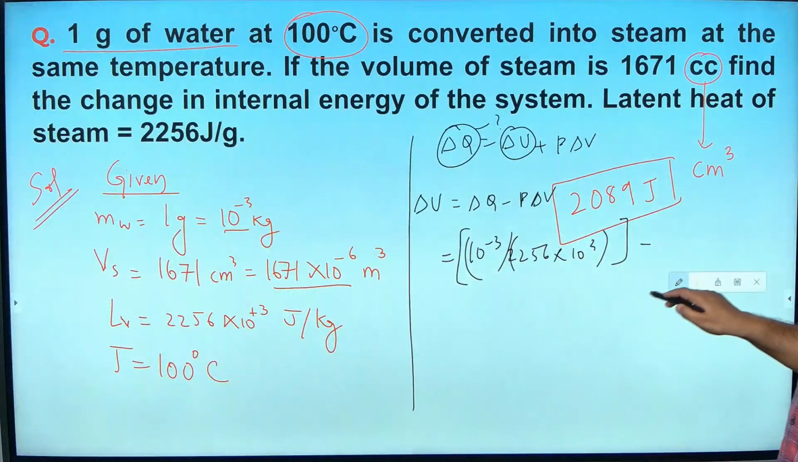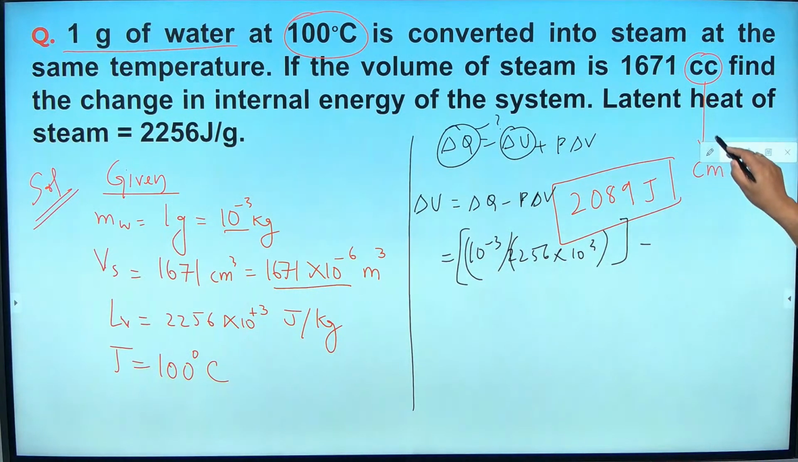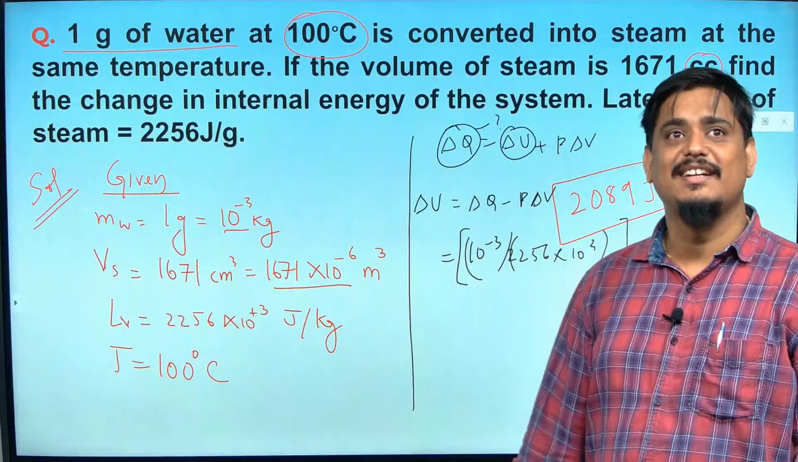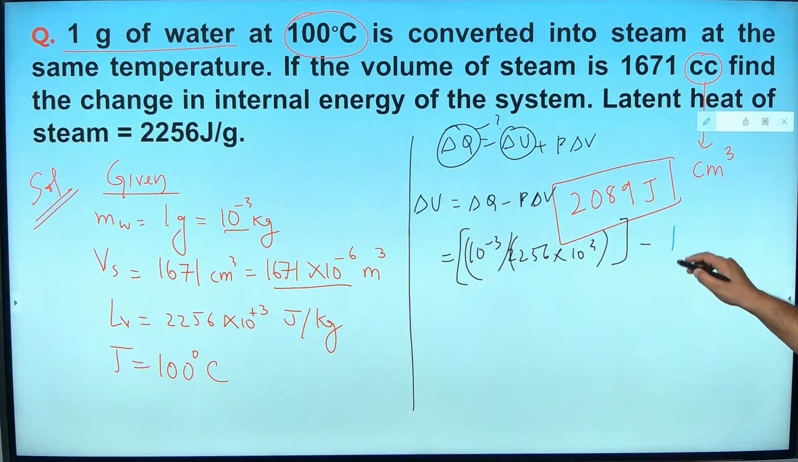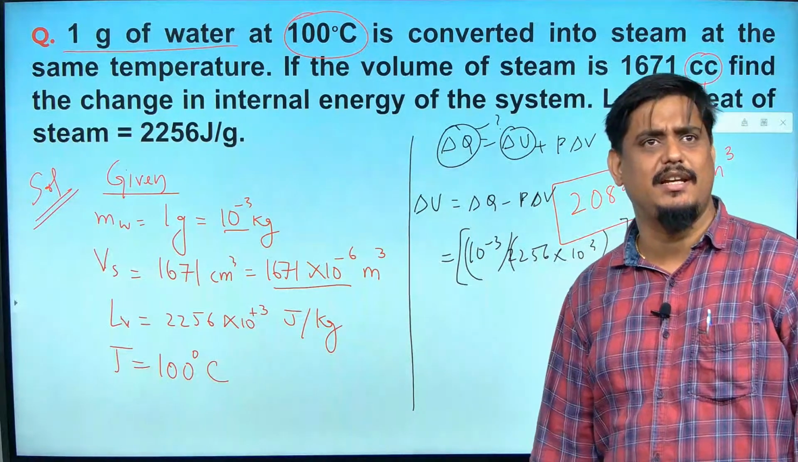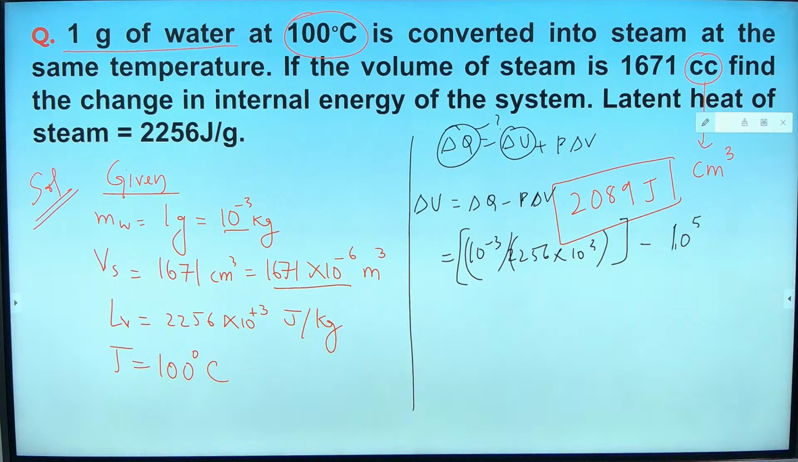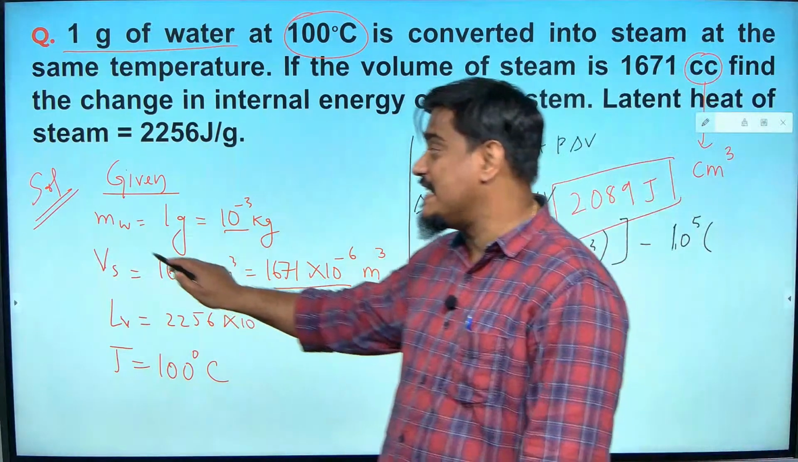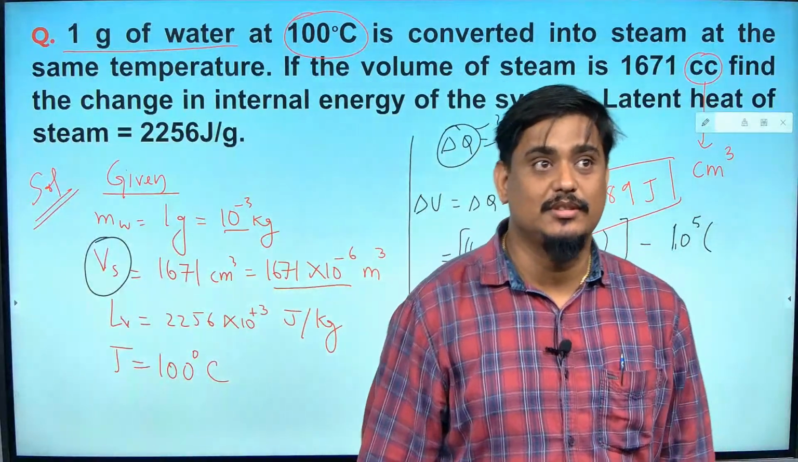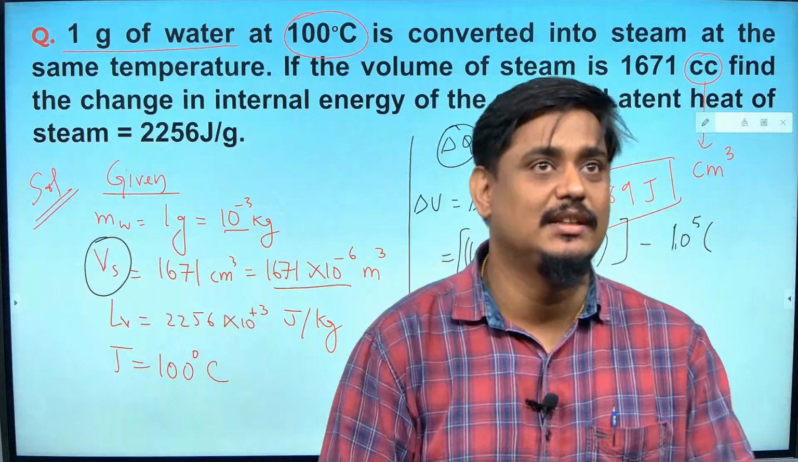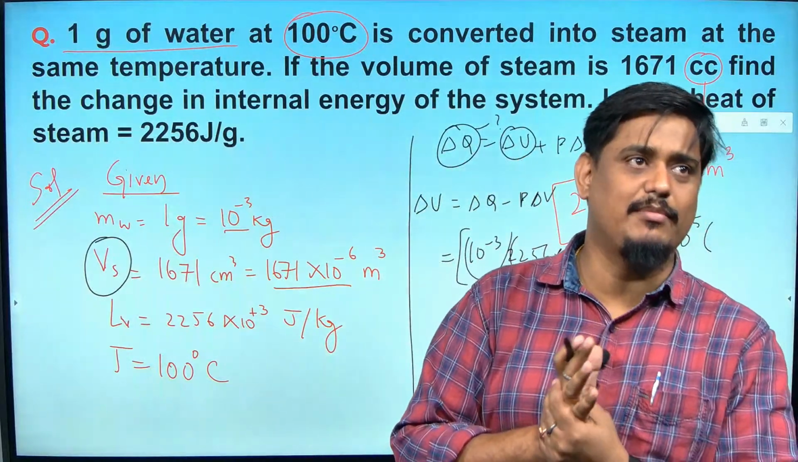Okay. Minus. What would be the value of pressure in this case? Pressure is not given. Sir, atmospheric pressure. How much is that? 10 to the power 5. Yeah, okay, roughly. 10 to the power 5 directly, I'll write. Kirti, you should not forget this basic atmospheric pressure here. It is 10 to the power 5 pascals, right, Kirti? Okay, what is del V? 167. No, 1671 is the volume of steam. It is not the change in volume. If you are taking 167, it is wrong. So, what is the correct thing? Anshul, can you tell me?